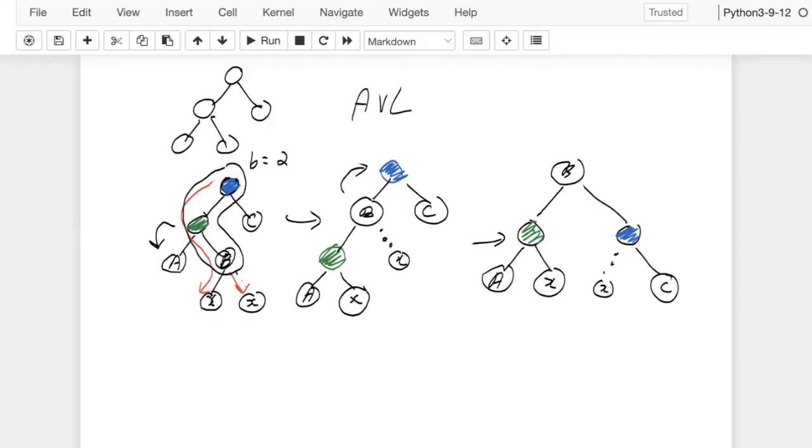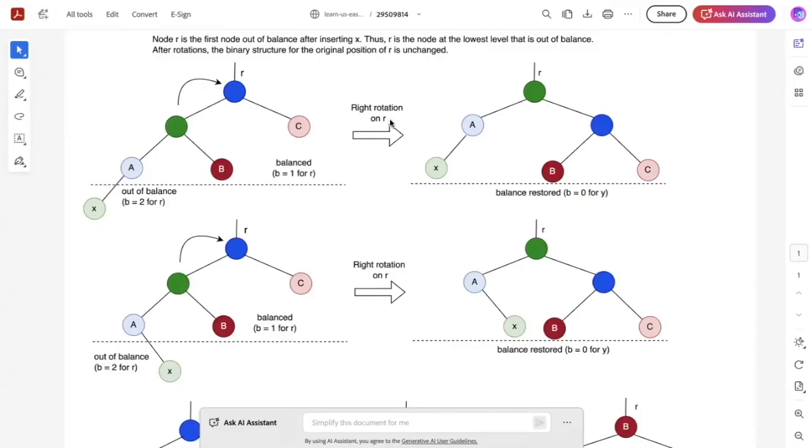Now we are going to look at the other situations where the tree is off balance from the right-hand side, which is actually symmetrical to the ones we already seen. So this summarizes what I said earlier.